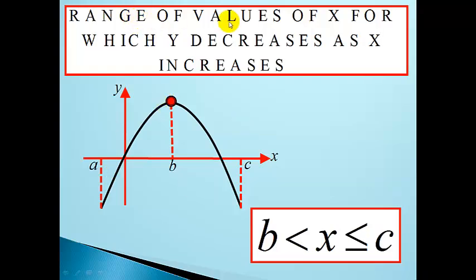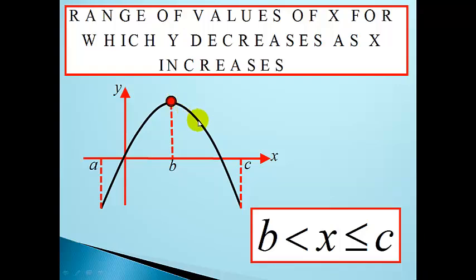Now let's look at the range of values of x for which y decreases as x increases, where y is the curve. If you want to find the range of values of x for which y decreases, it is this portion of the graph, where this point is the turning point. So it means that B is also not included.